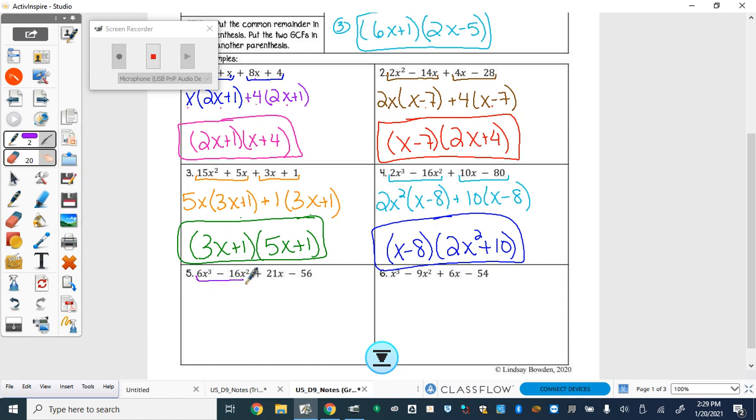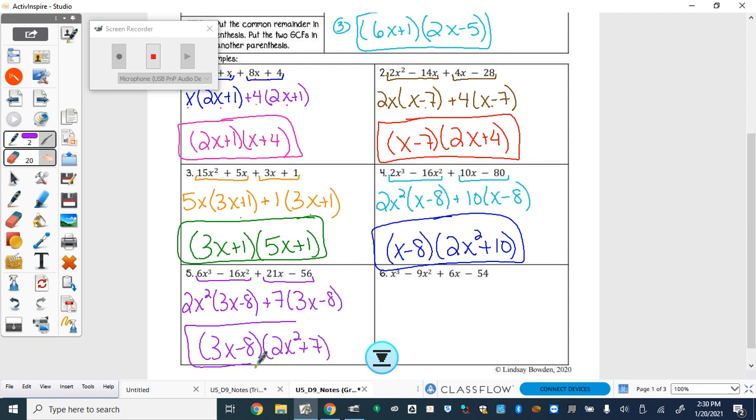All right, group the first two, group the last two. Again, 4 terms, group them, group them. Let's see here, 2x squared. So I got 3x minus 8. 21 and 56, going to be a 7. So then I got 3x minus 8. Parentheses match, that's your first factor. GCFs are your second factor.